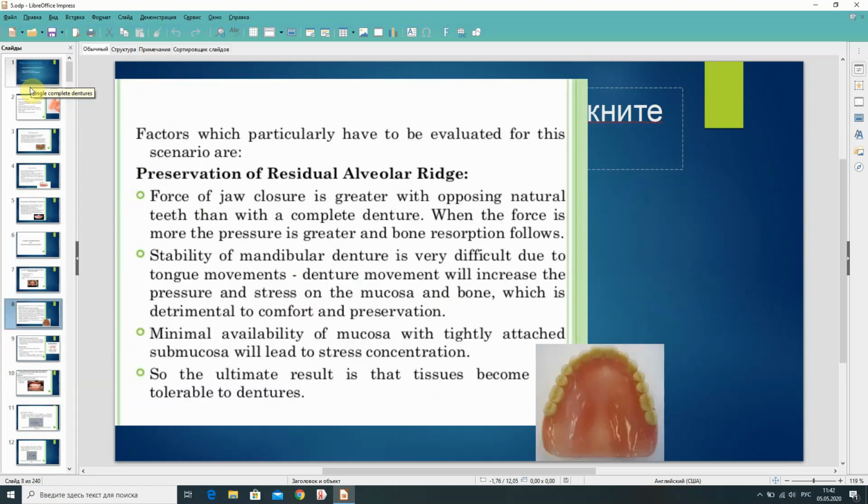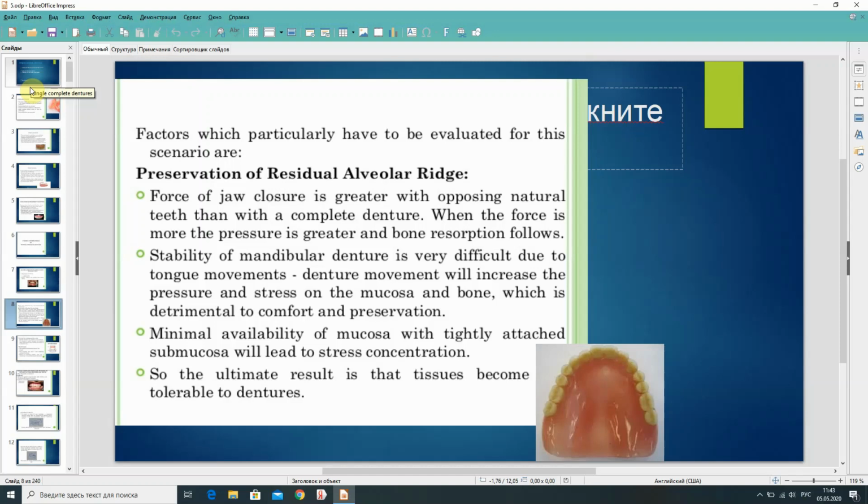Factors which particularly have to be evaluated for this scenario are preservation of the residual alveolar ridge. The force of jaw closure is greater with opposing natural teeth than with a complete denture. When the force is more, the pressure is greater and bone resorption follows.